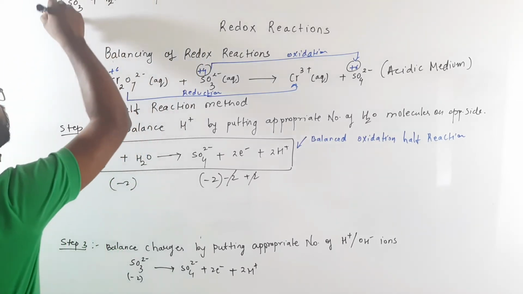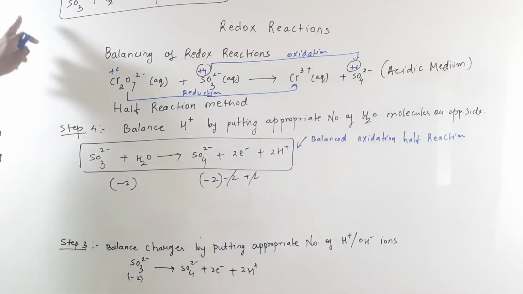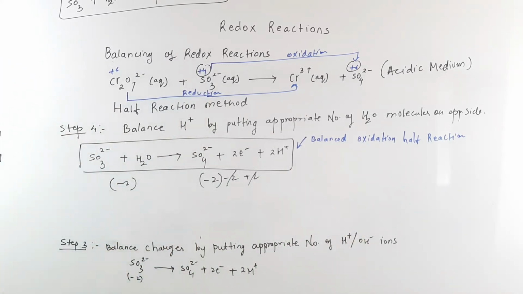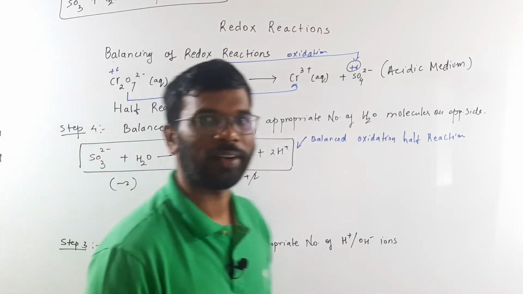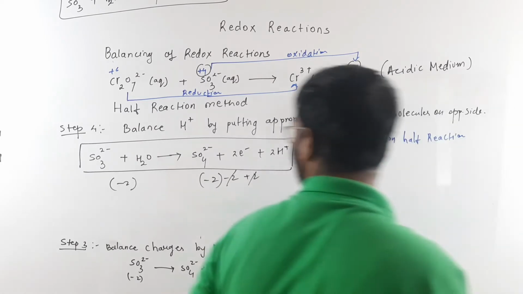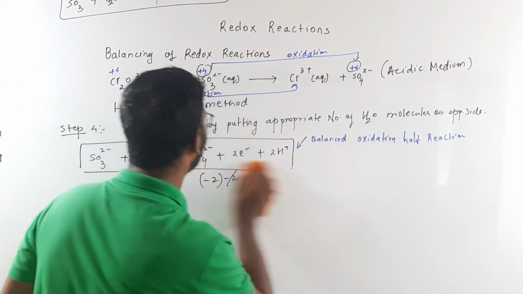Okay, I have written it somewhere for my reference. I'll use this later. So this is the balanced oxidation half reaction. You can copy it. Now I'll tell you what we have to do with the reduction half reaction. Same type of things we will be doing. Same steps we will be following for the reduction half reaction.